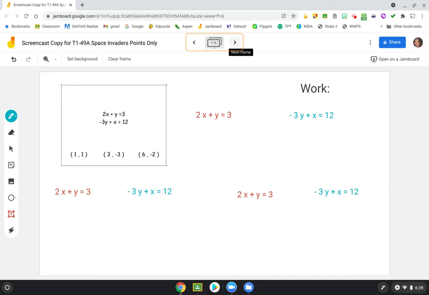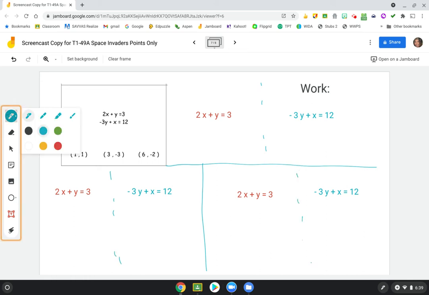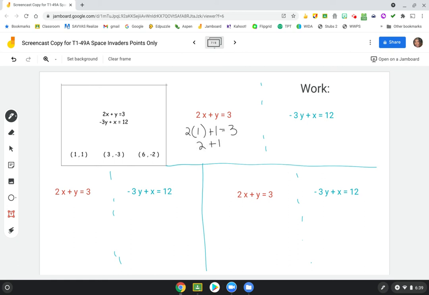Looking at question 7. And again, I already saved a little bit of time. All right, so let's put in 1, 1. So 2 times 1 plus 1 is equal to 3. 2 times 1 is 2. And 2 plus 1 is 3. So that means this point is on the first line.